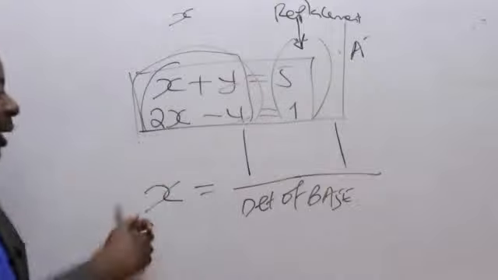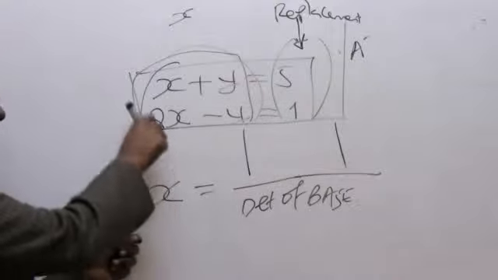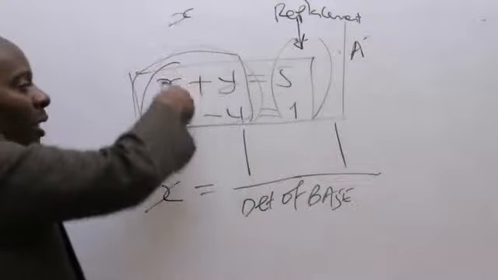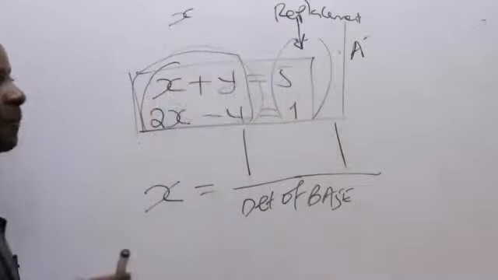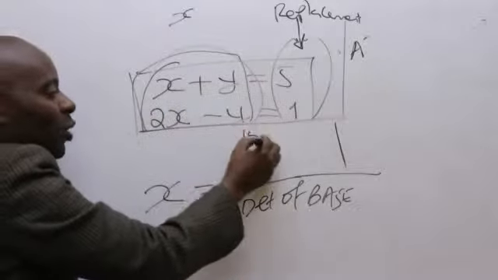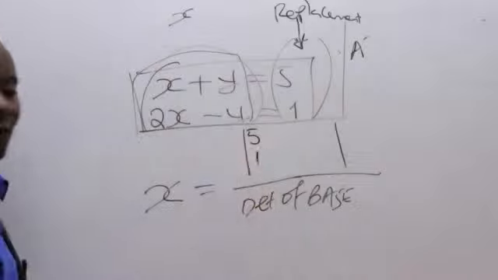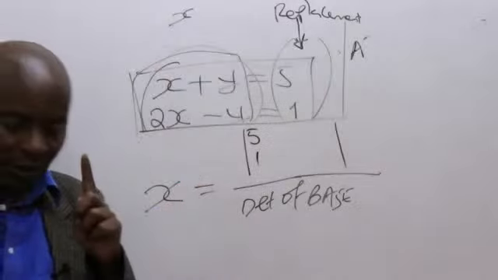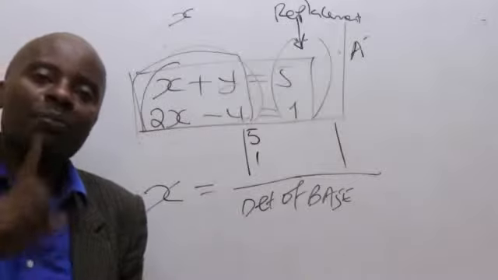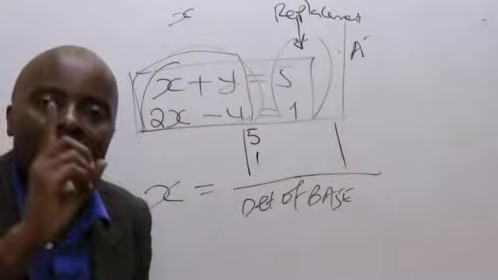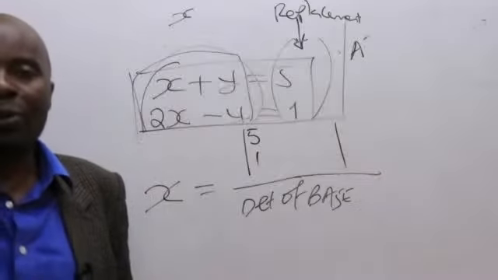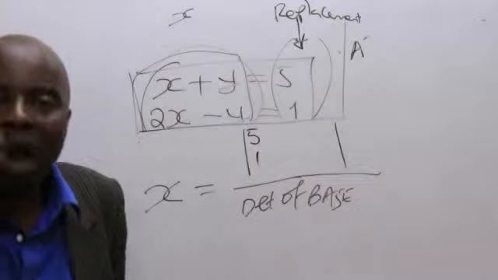Ladies and gentlemen, the first value that I want to get here is the value of x. So the column of x has to go, and then in its place, we shall put the replacement. So then the first column will not be x column. The first column will be the replacement, which is 5 and what here? 1. Ladies and gentlemen, listen again. These columns can only disappear one at a time. You can't have two of them just disappearing like that. It's one at a time.